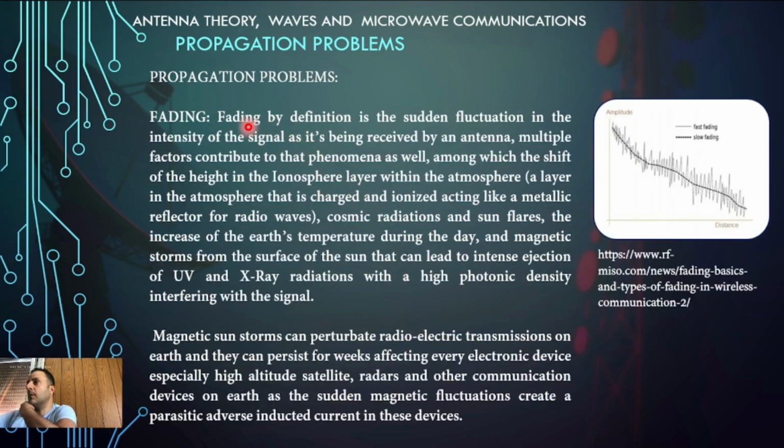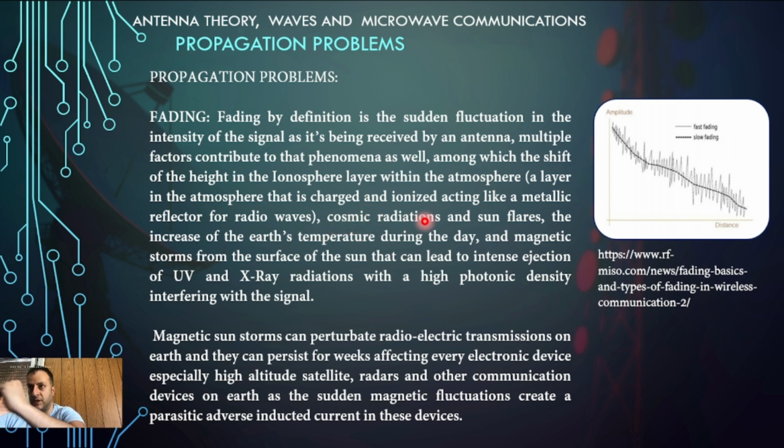Another problem is fading. Fading, by definition, is the sudden fluctuation in the intensity of the signal as it is received by a receiving antenna. Multiple factors contribute to this phenomenon as well, among which is the shift of the height of the ionosphere layer, the ionized layer of the atmosphere. As it shifts upward, especially during the night, this layer, being charged and acting like a metallic reflector, affects the intensity of the signal being reflected from the upper atmosphere.